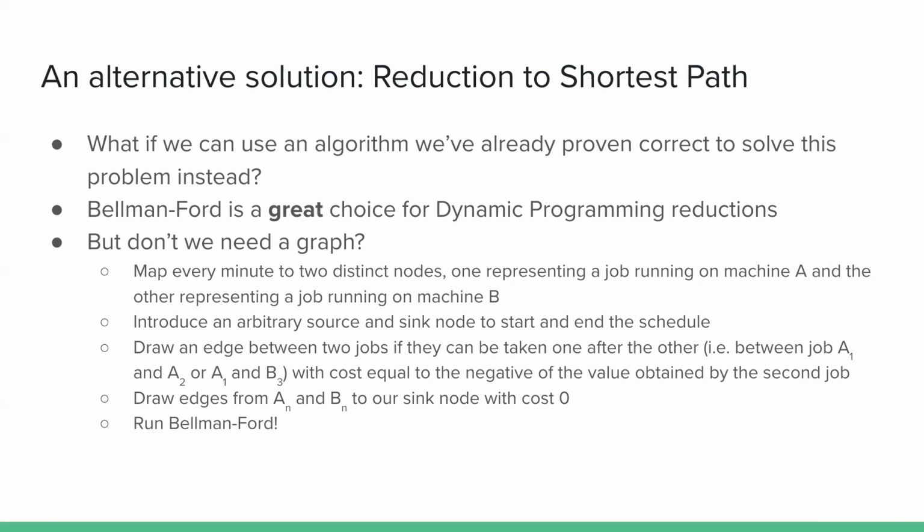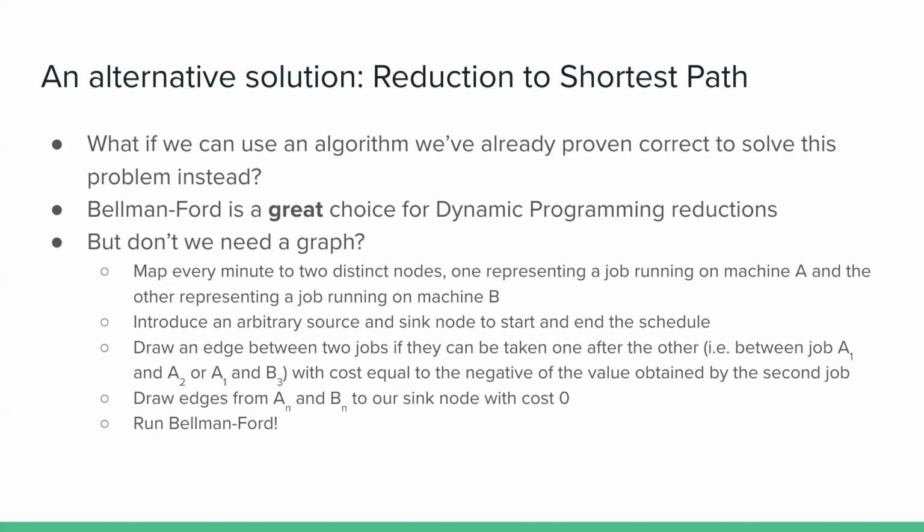So basically, the idea is we're reducing, right? How can we use Bellman-Ford, which we know is a proven correct algorithm, to solve this dynamic programming problem? In order to create an instance of Bellman-Ford, we need a graph with directed edges and weights on all of those edges. So what we're going to do is map every single minute, or every single time interval i, to a distinct node for each machine. So we're going to have 2 nodes per minute. And we're just going to have an arbitrary source and an arbitrary sink that direct the path from S to T that we're looking for. Then we just run Bellman-Ford and find that shortest path, and that shortest path will give us the maximal schedule.